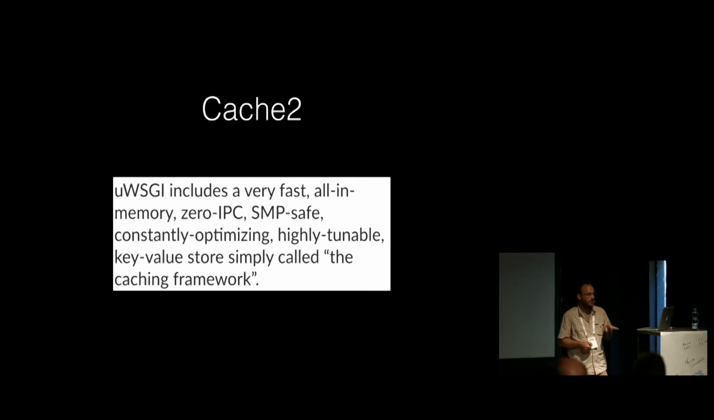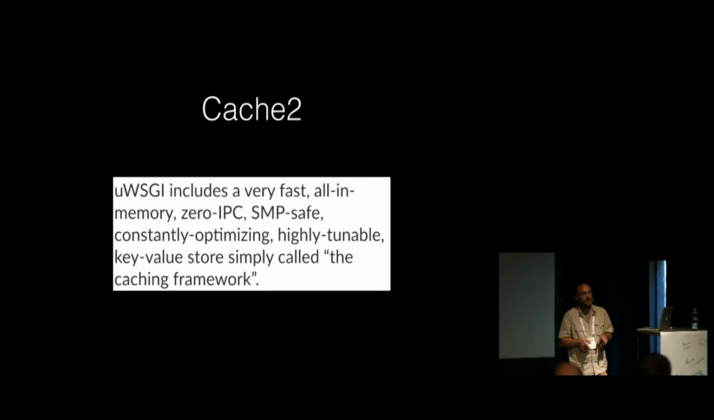uWSGI caching is awesome. There are some limitations, but when you need to just cache some data, it's great. Depending on the use case and the data, you don't have to use memcache or Redis to cache smaller data. Let's say everything that fits in the memory you can cache. On the other hand, you will want to use memcache or Redis when you want to synchronize between nodes, between servers.